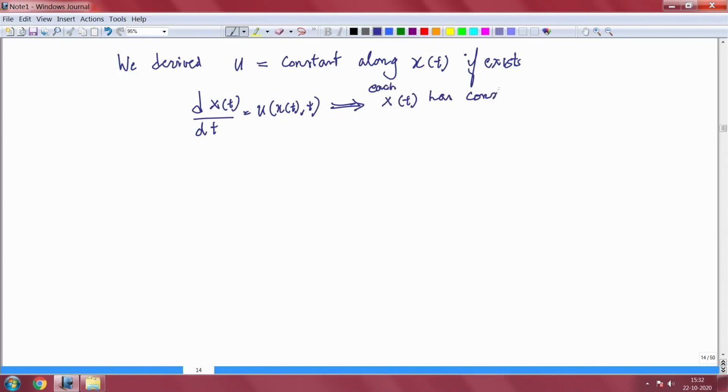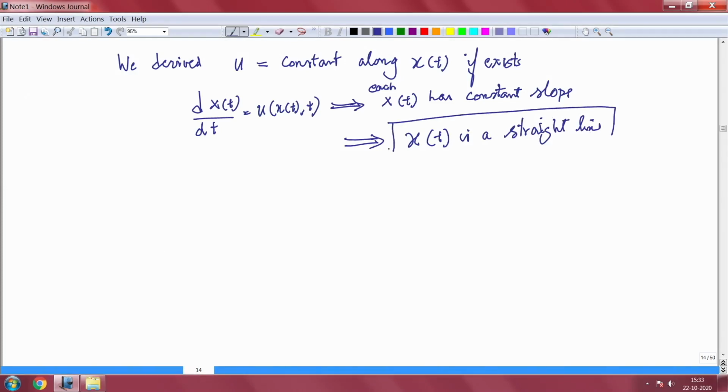What do you mean by a curve with constant slope? That curve is a straight line. So this is additional information: x(t) is a straight line. That is a beautiful deduction without knowing the solution. If the characteristic curves exist, the characteristic curves of Burger's equation are straight lines.